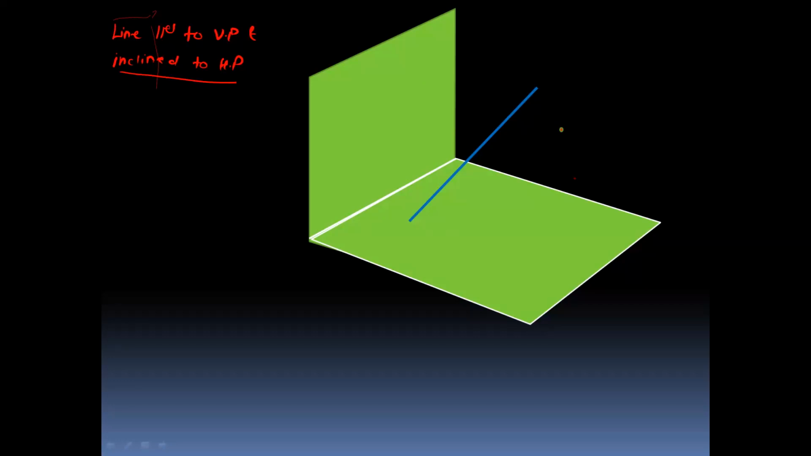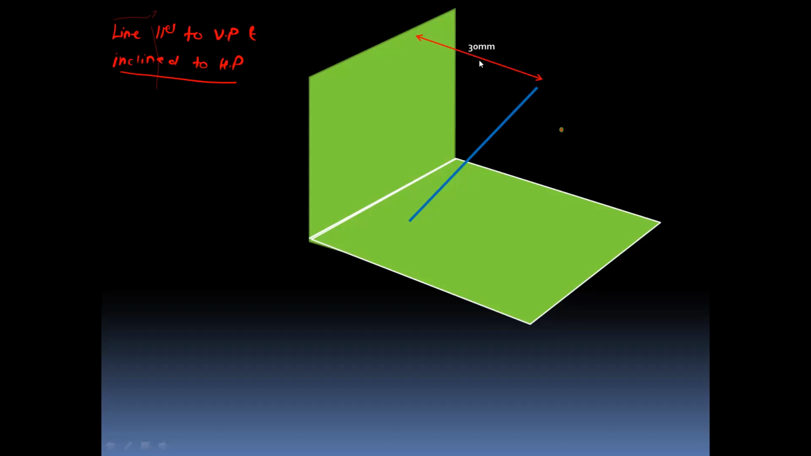Second way is we can define the position of both the points. That means, suppose this is the point A, then we can give the position with respect to HP and VP. At the same time, we can give the position of the second point, that is B, with respect to HP and VP.